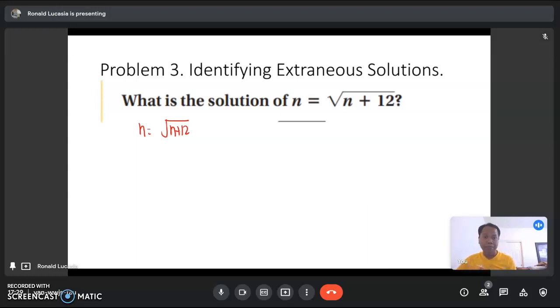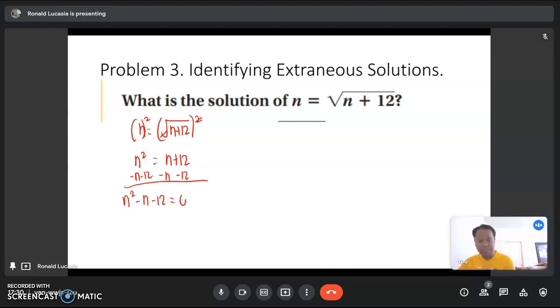So again, we have to eliminate the radical sign, and eliminating the radical sign means you have to square both sides. So n squared is n squared, so we can eliminate now the radical sign, leaving n plus 12. So notice that we have an exponent which is in degree of a quadratic or second degree. So we have to express this one into standard form. So minus n minus 12, this one is minus n minus 12. So this will be n squared minus n minus 12 is equal to 0.